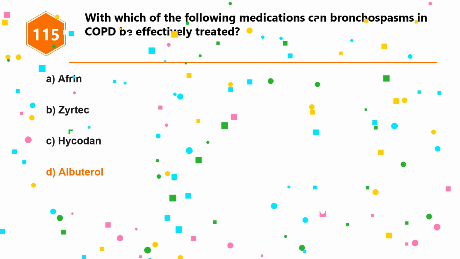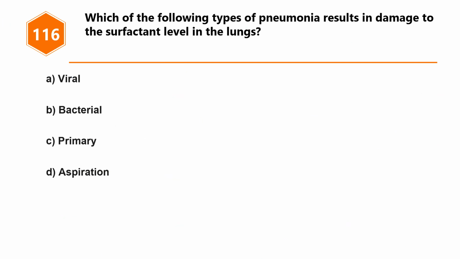The correct answer is option D. Albuterol. Question 116. Which of the following types of pneumonia results in damage to the surfactant level in the lungs? Option A. Viral. Option B. Bacterial. Option C. Primary. Option D. Aspiration.